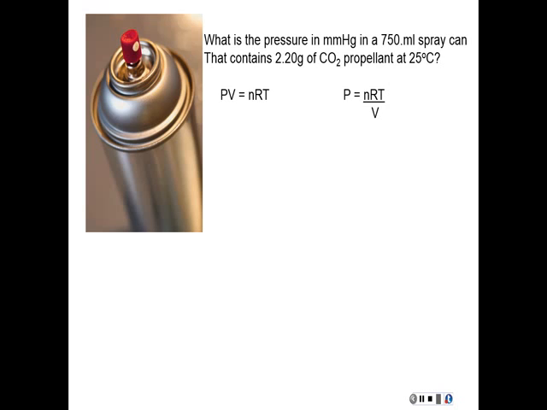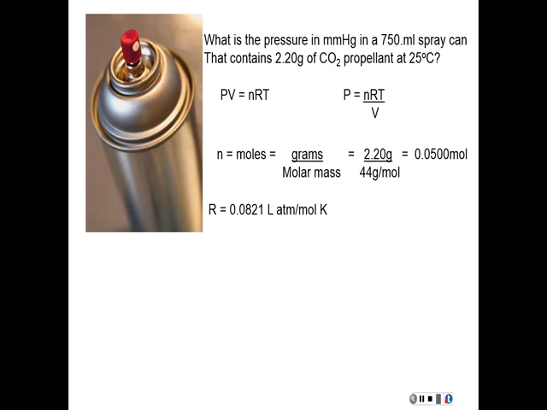Now n is moles, so I'm going to have to convert my 2.20 grams of CO2 to moles. So moles would be grams divided by the molar mass. Molar mass of CO2 is 44. And that gives me 0.0500 moles. So I'm keeping 3 significant figures. Now R is the gas constant, so I already know that. Here it is here. Now temperature, I need 25 centigrade converted to Kelvin, so I just add 273 to that. And I need the volume in liters. I'm going to have to convert 750 milliliters to liters.